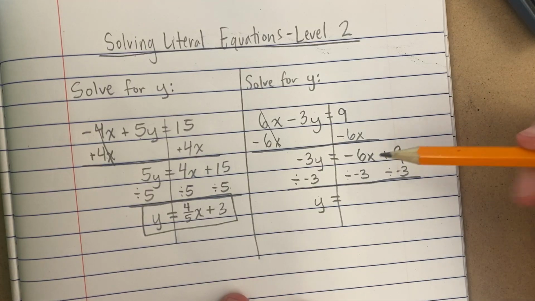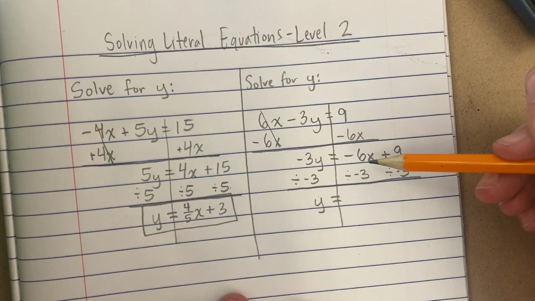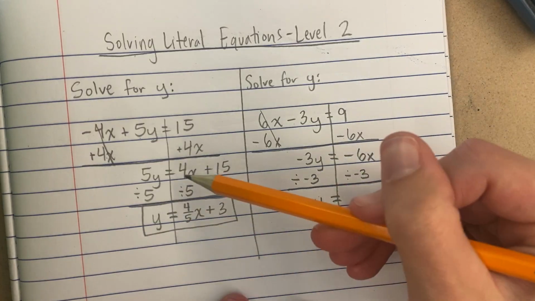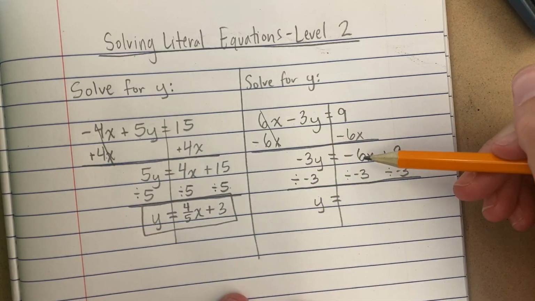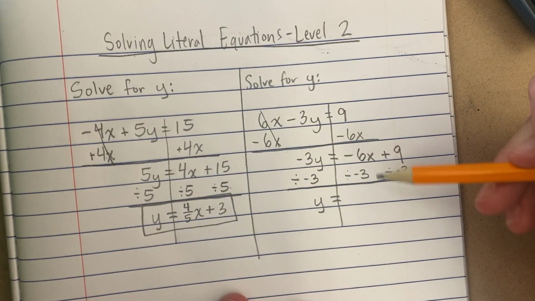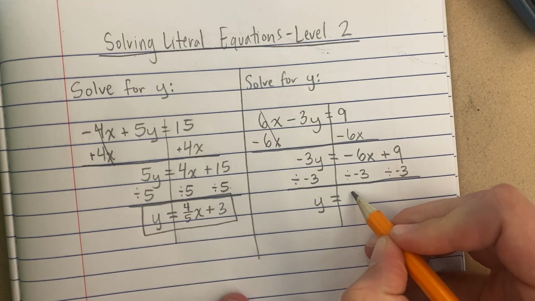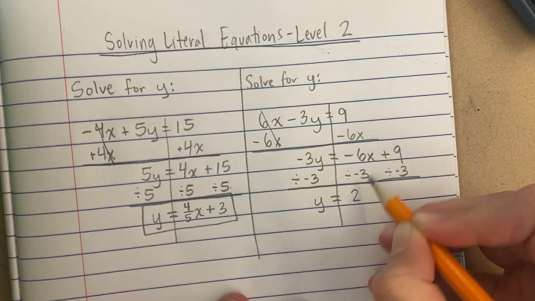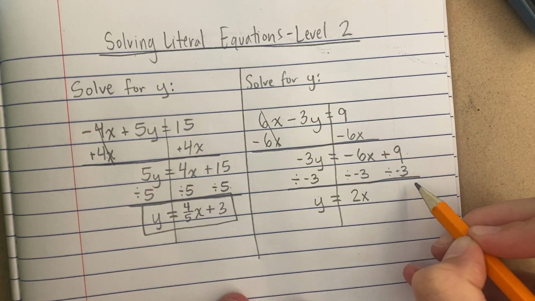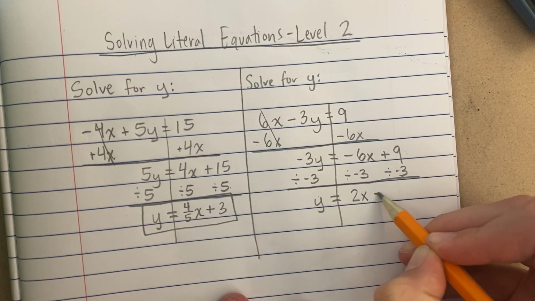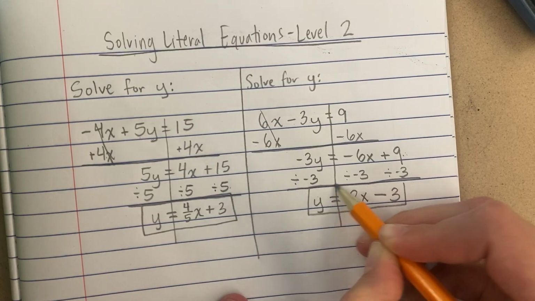Now, look here. First, this is a negative divided by a negative. That's a positive. The second thing I observe is that, remember here, I did 4 divided by 5 and I got a decimal, and I said I'm not going to write a decimal, I'm going to write a fraction. But here, 6 divided by 3 is actually not a decimal. So I'm not going to write 6 over 3. I can easily simplify this. 6 divided by 3 is 2. And again, a negative divided by a negative is a positive. So this is 2x. This is positive 9 divided by negative 3. A positive divided by a negative is a negative. And 9 divided by 3 is 3. And this is my answer.